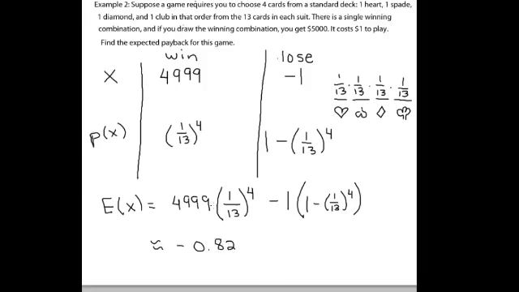So notice, like the first example, it's impossible to actually lose exactly 82 cents in any given game, but on average, you'll lose 82 cents per game. So in this case, we would call this an unfavorable game.